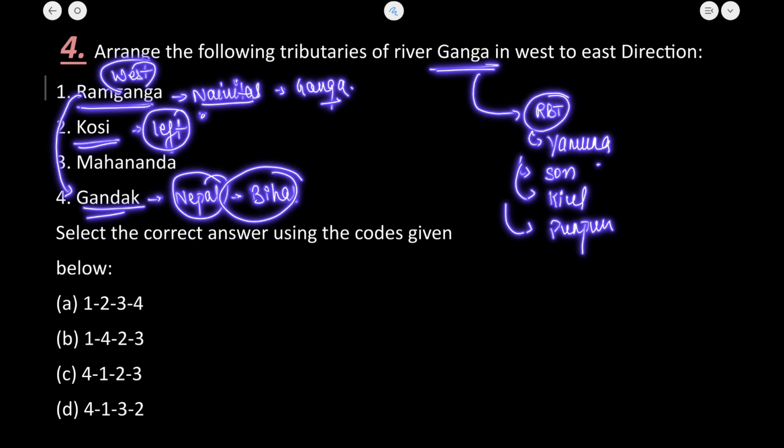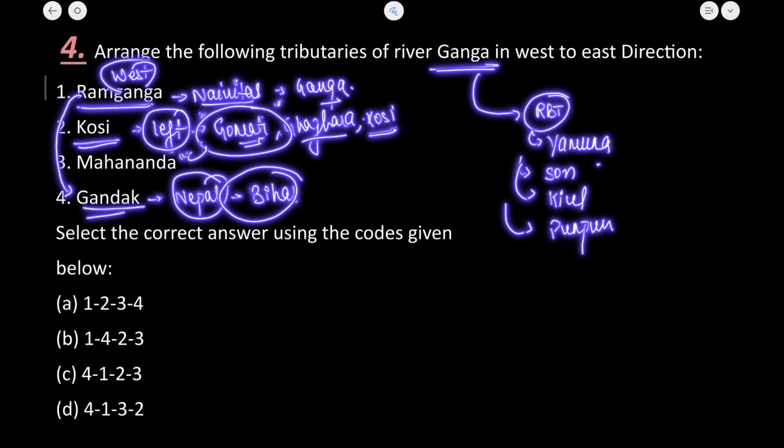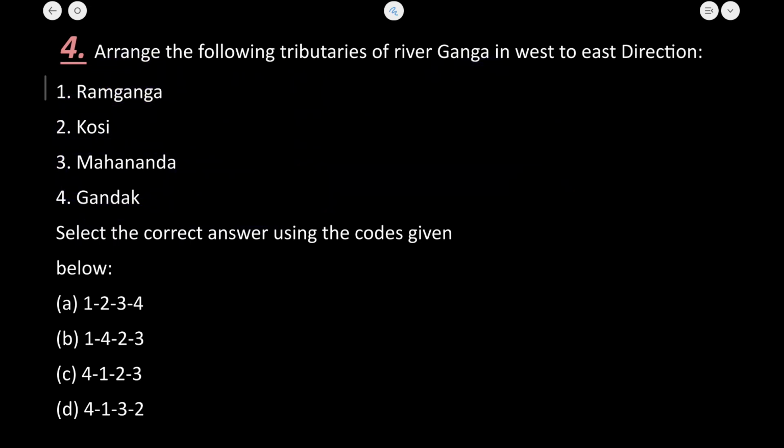Now, let us see the left bank tributaries of river Ganga. Some of the left bank tributaries are Gomti, Ghagra. I'm sorry if I mistook it in the earlier part of the video. I think I've told you about Gomti that it is a right bank tributary. It is not. It is a left bank tributary. River Gomti, Ghagra river, Kosi, Gandak, Mahananda, all are the left bank tributaries of river Ganga.